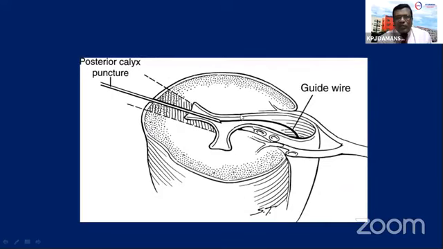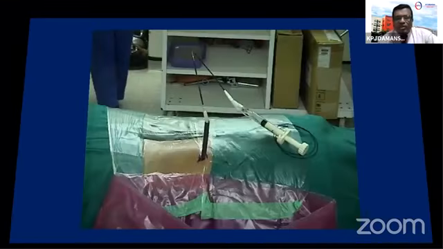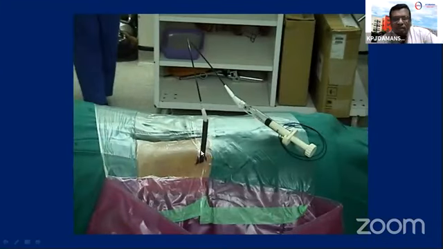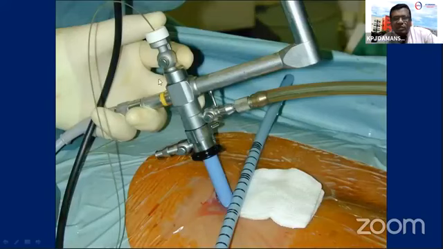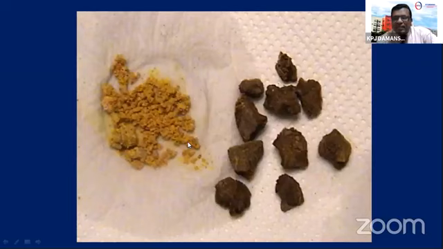Then we pass a guide wire into this area. Then we dilate it, continue dilating it, so we have a track. This is the back of the patient lying with the back on top. We have already dilated into the kidney. This is a track, this is a balloon dilator. And then we use a scope to break the stones. We go inside the kidney, break the stones into small pieces, and then remove the stone in pieces.